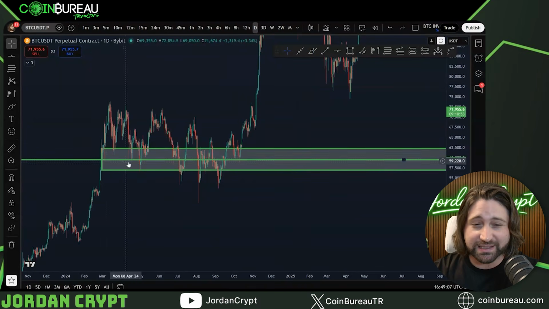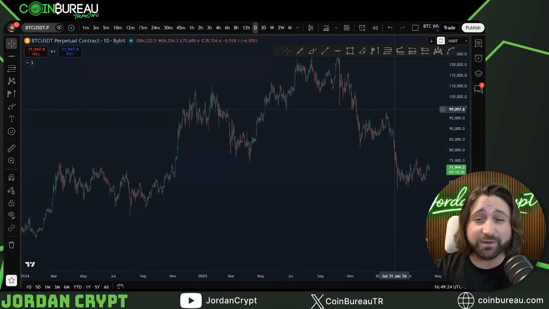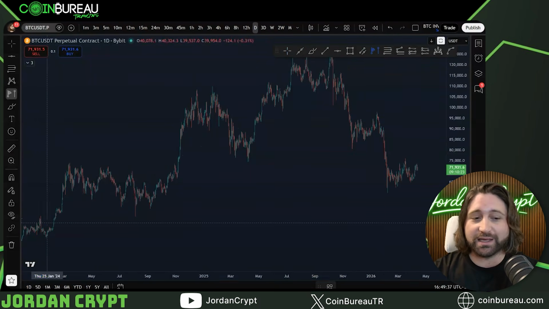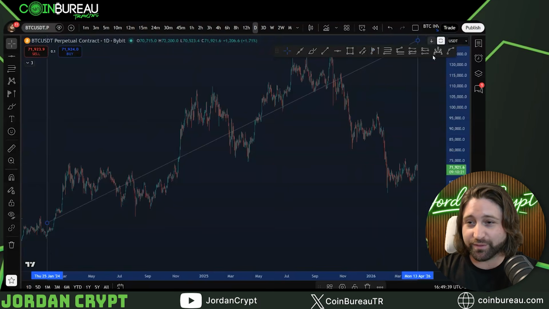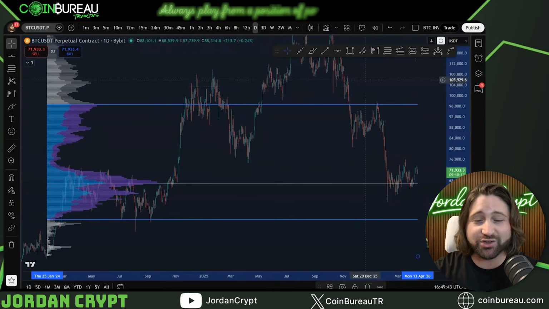Don't force the lines, but try to find the lines that are giving you the most touch points. The most useful indicator here to help you find these major support and resistance zones is the fixed range volume profile. There are full tutorials on this on my personal trading channel, so check them out.